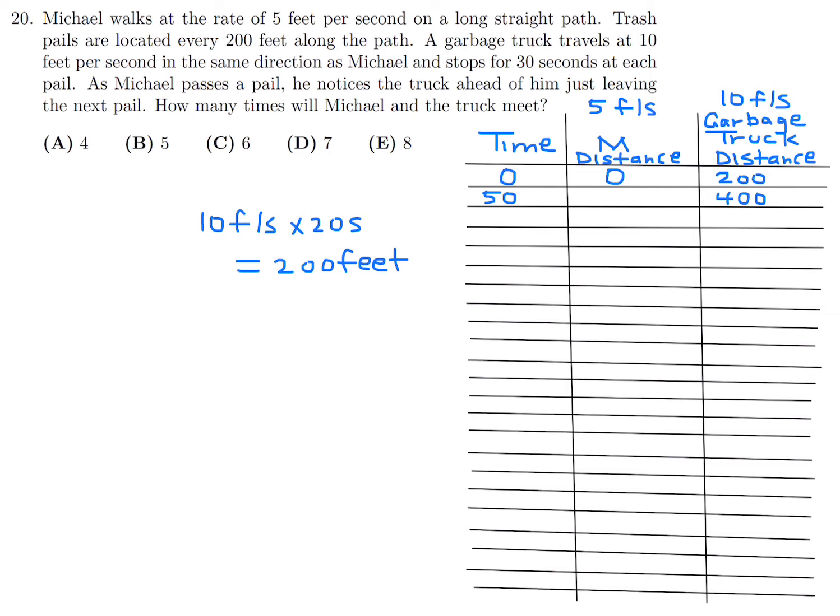But what about Michael? Well, he just keeps going. He doesn't stop. So his calculations are actually easier in our head. It's just 50 times 5 feet per second, which is 250. All right, let's keep going.